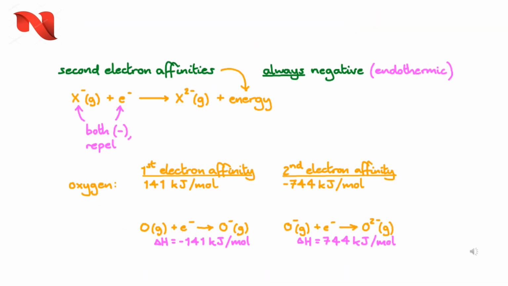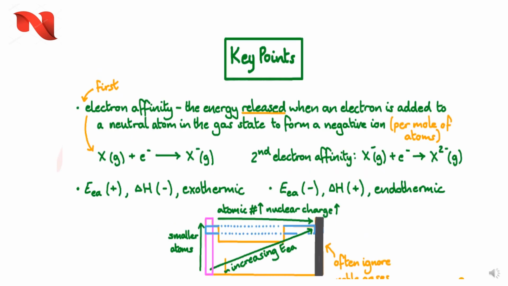We can see this with the element oxygen. The first electron affinity of oxygen is about 141 kilojoules per mole. The enthalpy change for this process is negative. We're dealing with an exothermic process. But the second electron affinity of oxygen is predicted to be about negative 744 kilojoules per mole. So the enthalpy change for this process is positive. We're dealing with a vastly endothermic process.